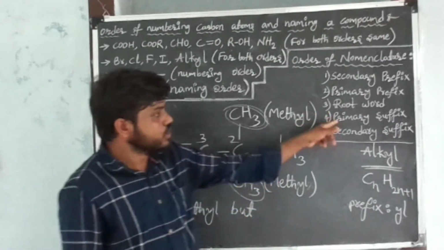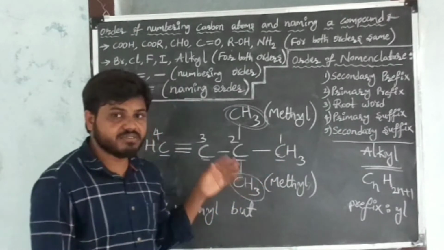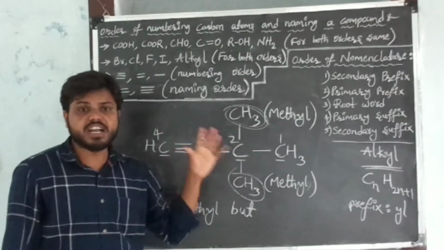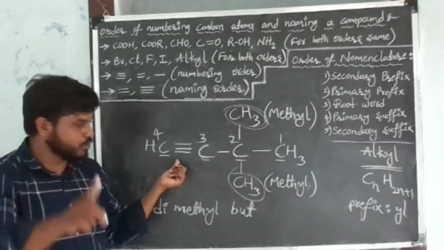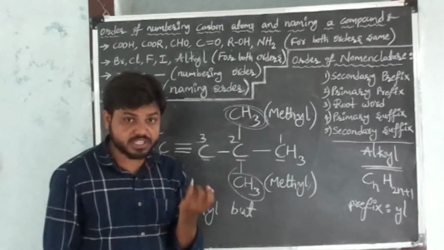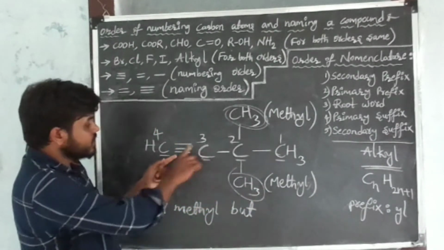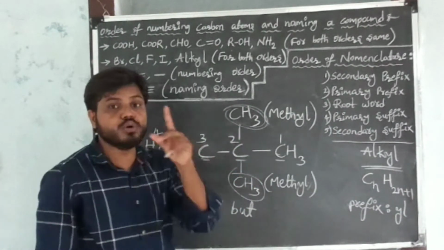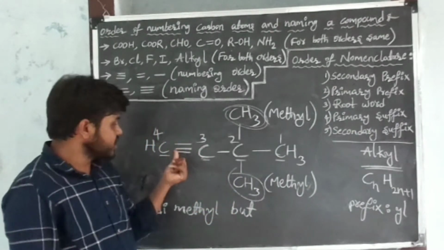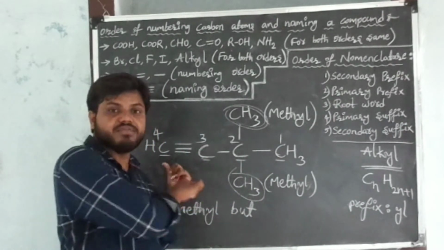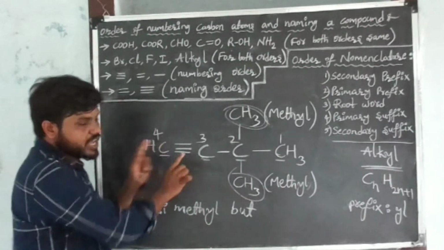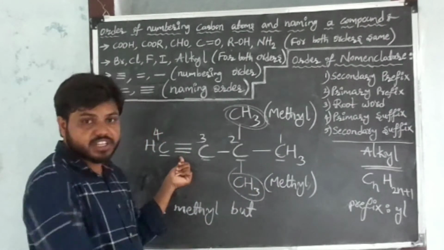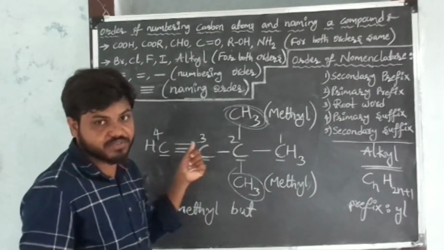After writing the root word, go to the primary suffix. Primary suffixes are single bonds, double bonds, triple bonds. Here one triple bond is there, and the remaining are all single bonds. When you write the primary suffixes and there is a triple bond, don't write the suffixes of single bonds. Just write the position of the triple bond, and after writing the position, write the suffix of the triple bond.